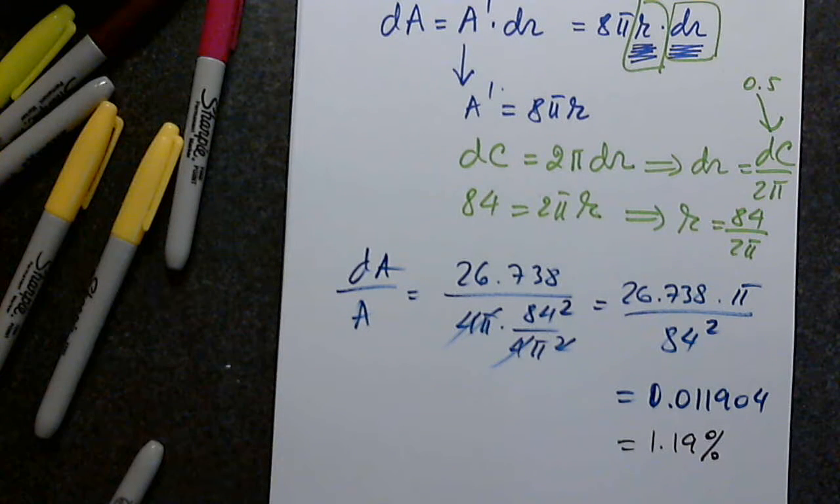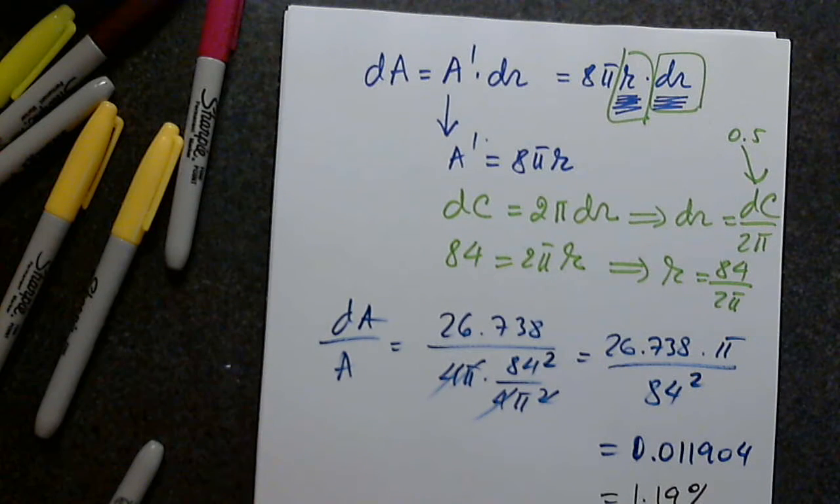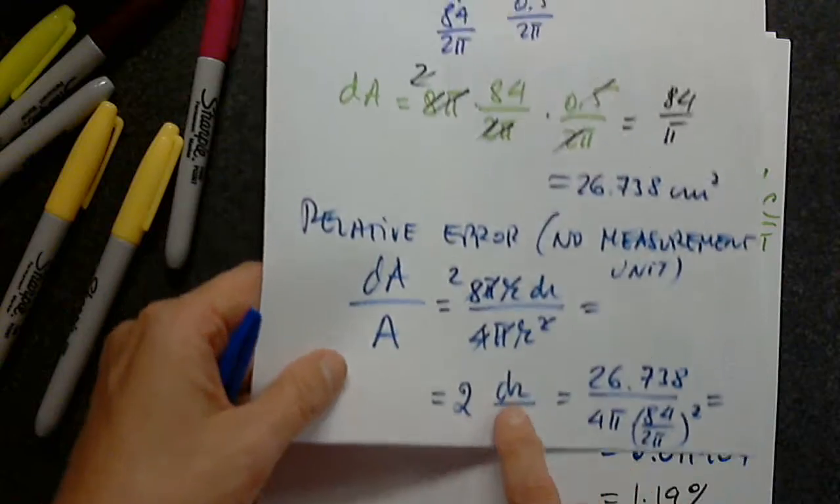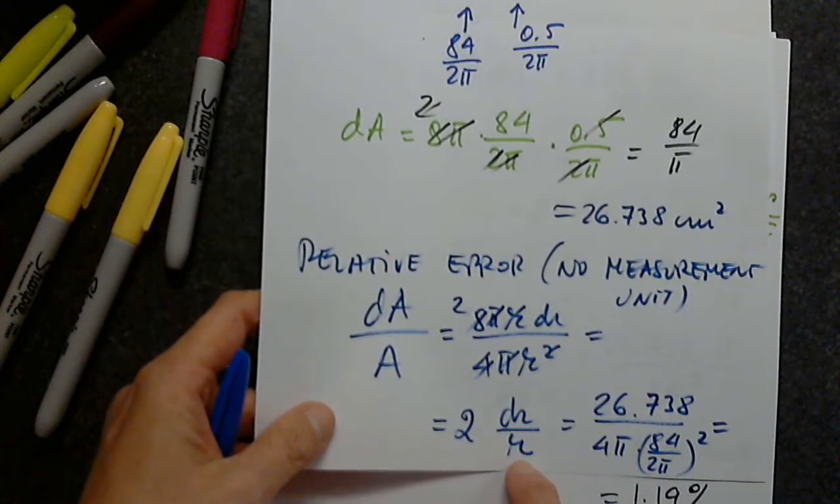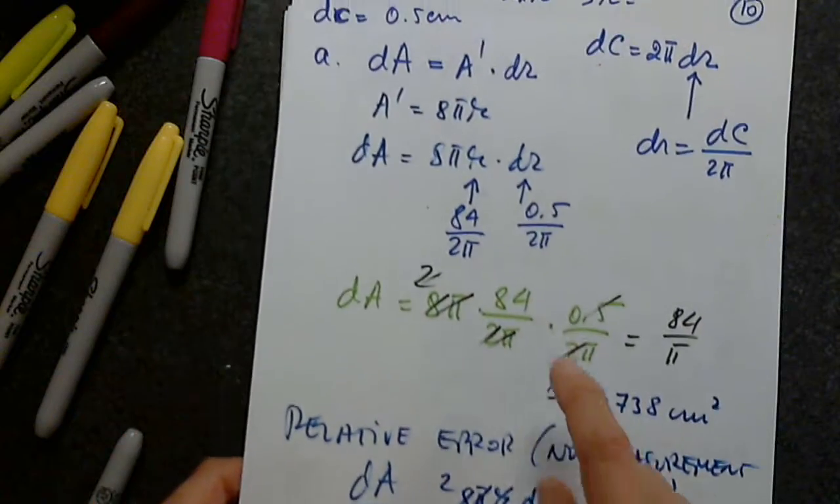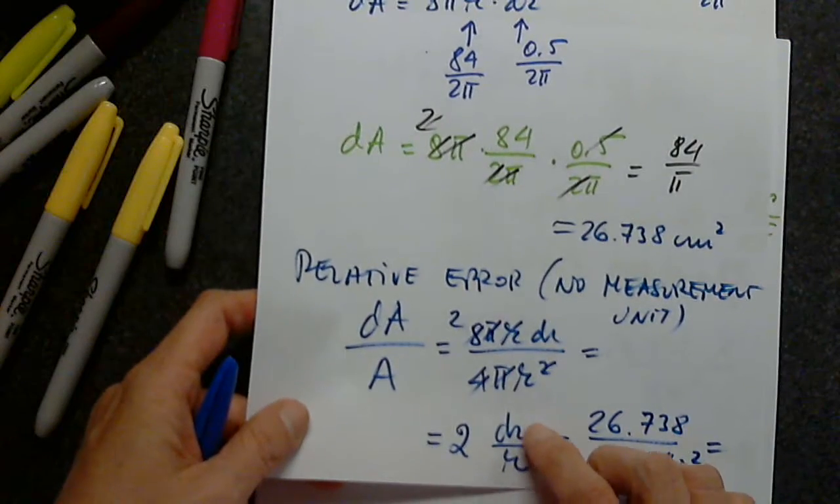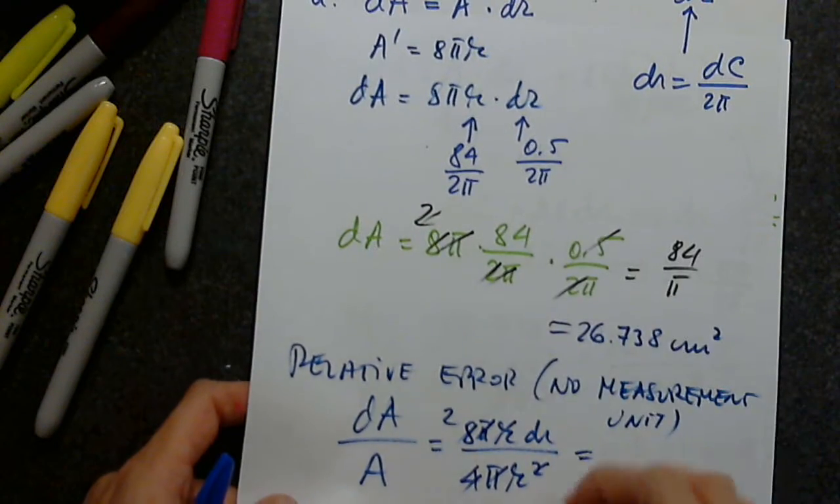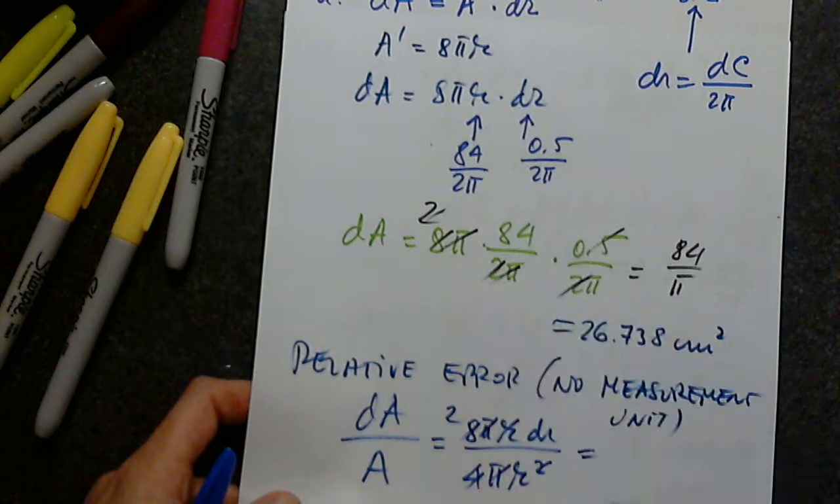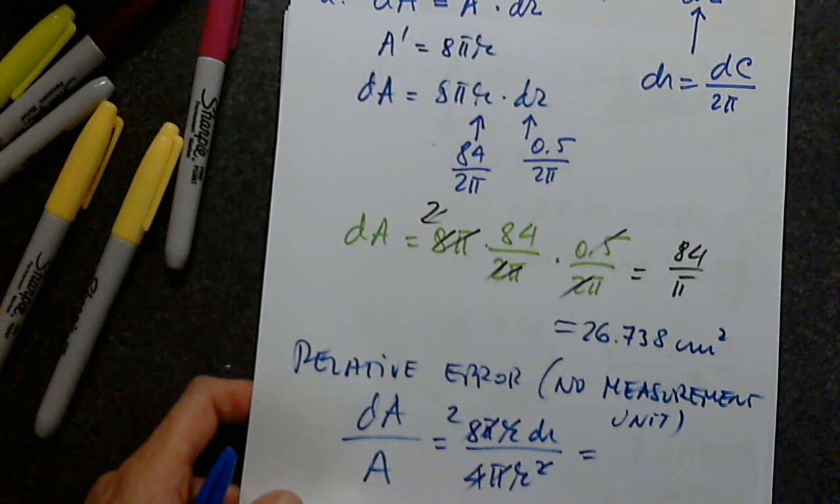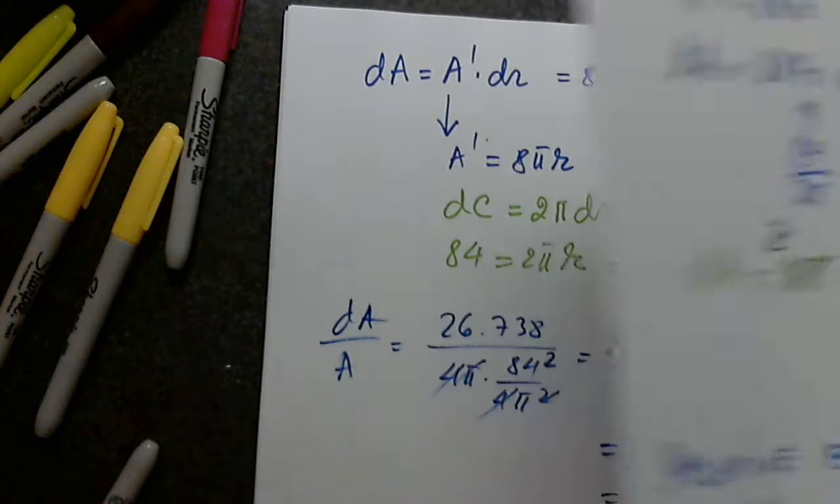Part B. Use differentials to estimate the maximum error in the calculated volume. Paul: I was just saying for the relative area, since we had 2 times dr over r, dr was this, but then I had to determine r. Well, we had r from before. We had 84 over 2 pi. So you had the top as 0.5 over 2 pi, and then you flipped that and you get 0.5, so you have 1 over 84. It's fine. You got the same answer.